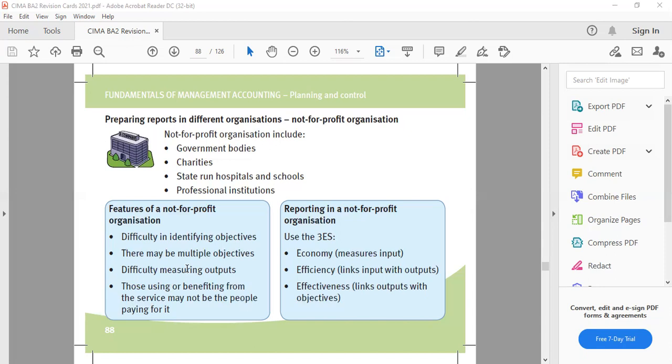Economy is measuring the input, how much input or cost is spent, and whether there is any effort to save the cost. Second, he talks about efficiency. Here the input is linked with the output. How much benefit is derived out of spending this input? That is efficiency. Effectiveness is taking appropriate measures to cut down on the cost and getting the benefit in a way that the objectives of the organization are achieved. We call that effectiveness. So there are three E's which are used to measure the performance of a not-for-profit organization.